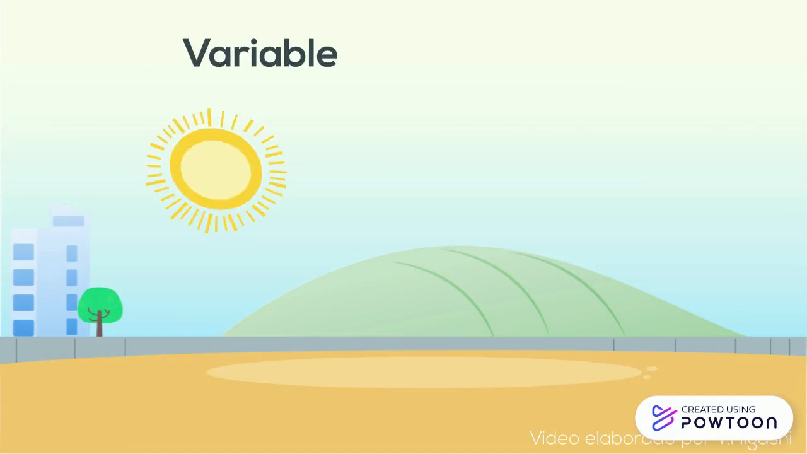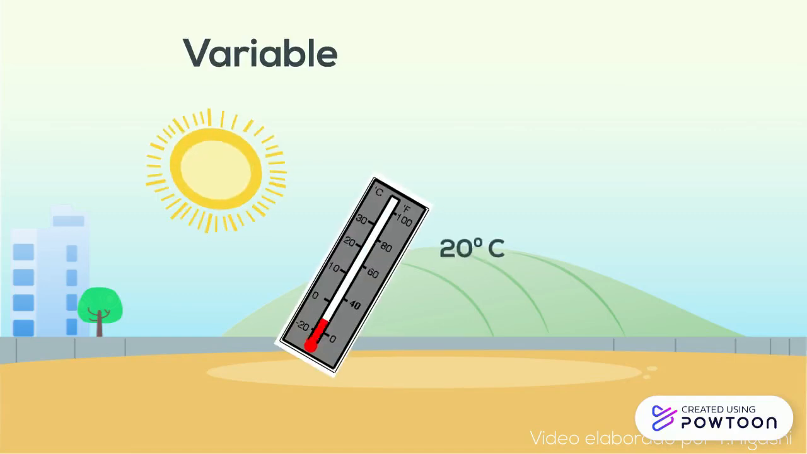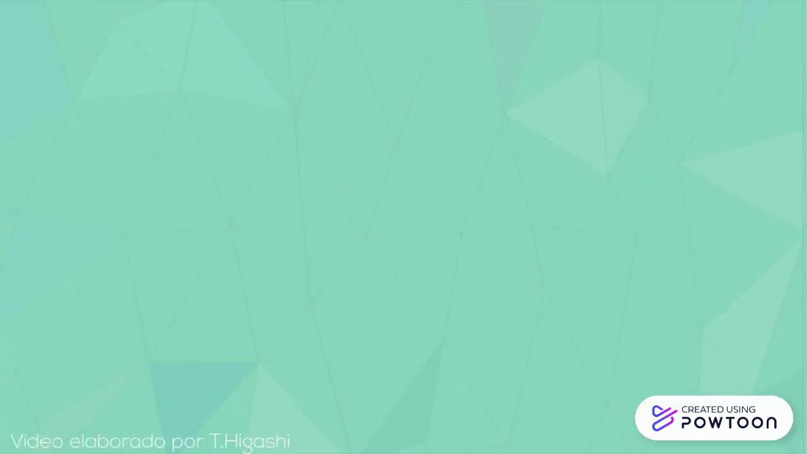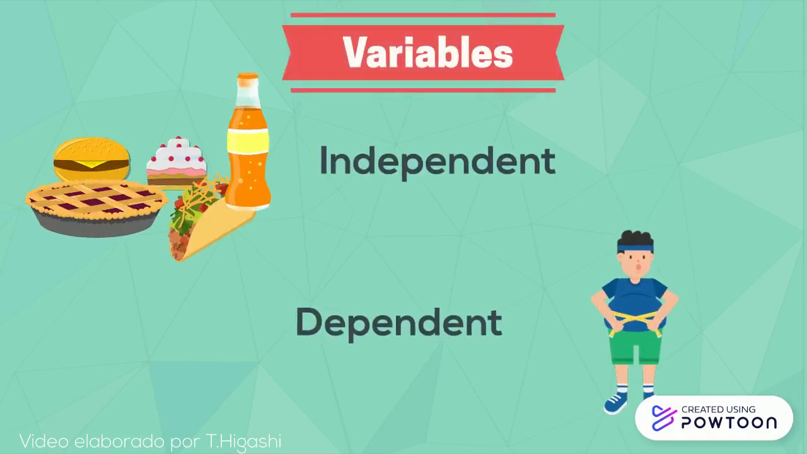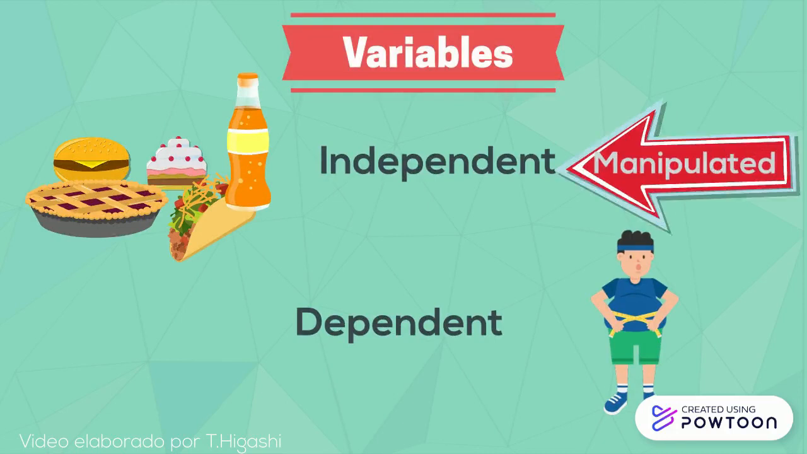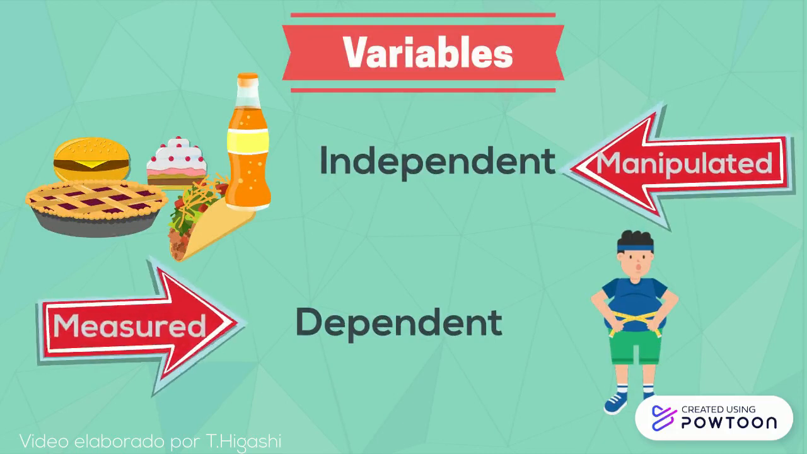A variable is a property that can vary, and whose variation is noticeable to be measured or observed. In an experiment, therefore, we will have two types of variables, independent and dependent. The independent variable is manipulated, and the dependent variable is measured.